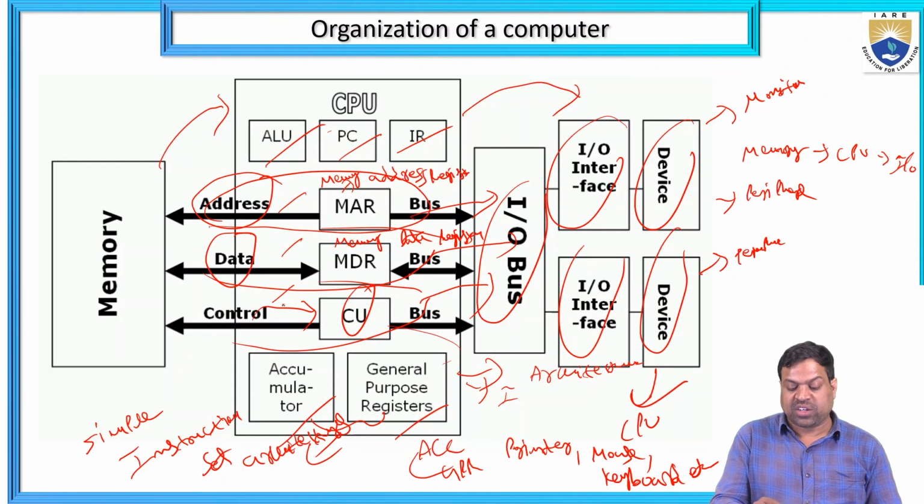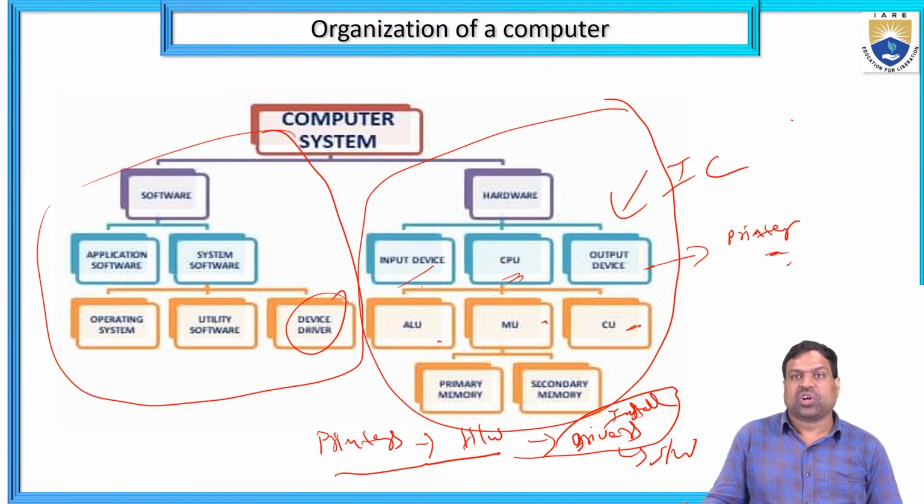Memory is connected with the CPU through the bus, that is the address bus, data bus and control bus, and this CPU is internally connected to the input output bus. Input output means the interconnection of externally connected devices, like mouse, keyboard or printer, etc. These are externally connected, that means peripheral devices connected to the input output bus. And it is about the computer system.